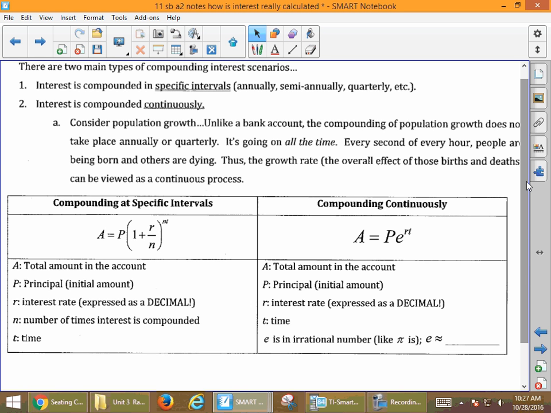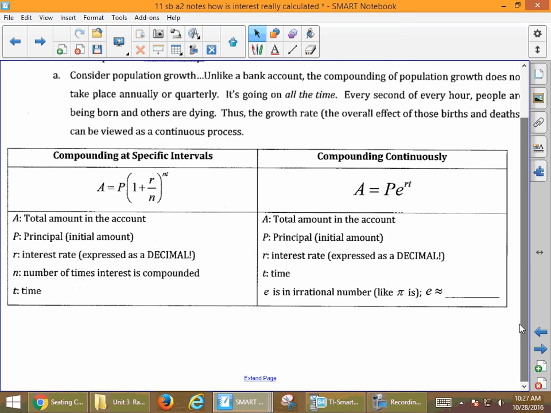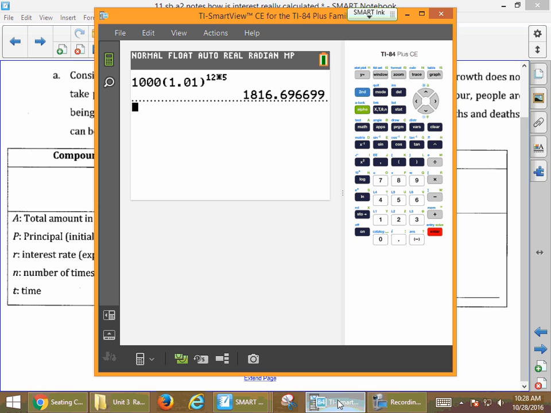And the formula for that is over here in the right-hand part of our table. It's A equals P e to the rt. A is still the total amount in the account. P is still the initial amount. R is still the interest rate expressed as a decimal. And t is still time. But remember that e is a number, and we can find it on our calculator.